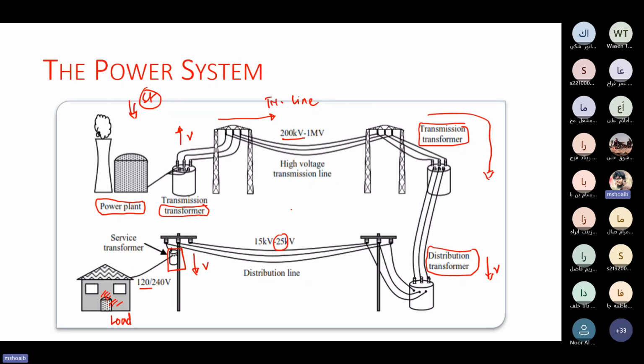So this part is known as the transmission part of the power system. This part is denoted as the distribution part of the power system. And over here we have the load.